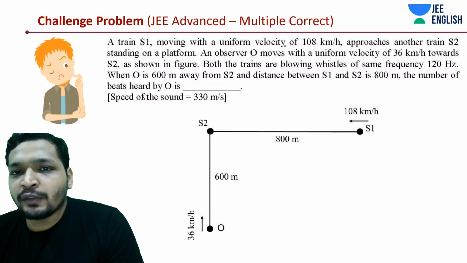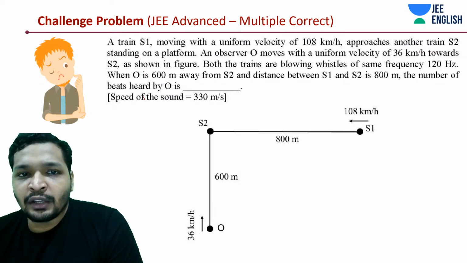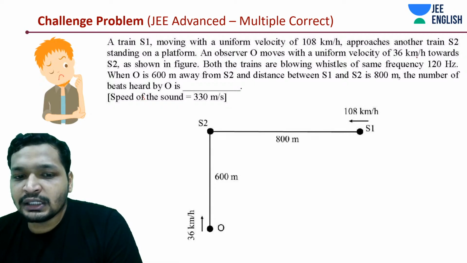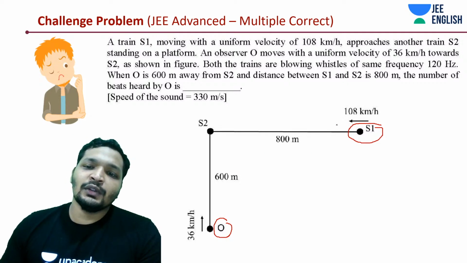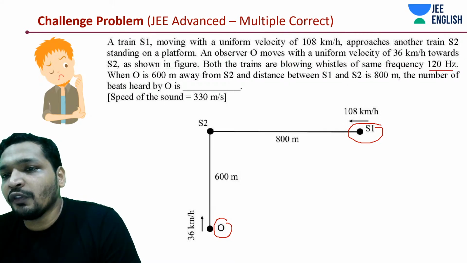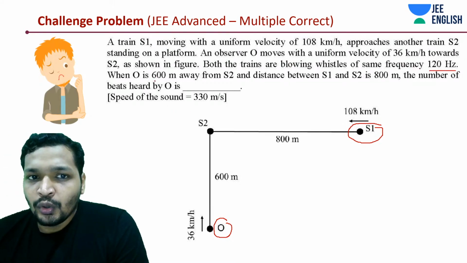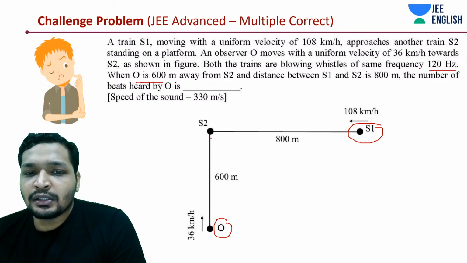A train S1 is moving with uniform velocity 108 km per hour, and another train S2 is standing on the platform. An observer moves with a uniform velocity 36 km per hour. Your observer is over here. That's the train moving with 108 km per hour. This guy is moving with 36. Basically, this S1 is moving with 3 times more speed, and both the trains are blowing whistles at the same frequency of 120 Hz. S1 is 800 meters away, and S2 is 600 meters away.